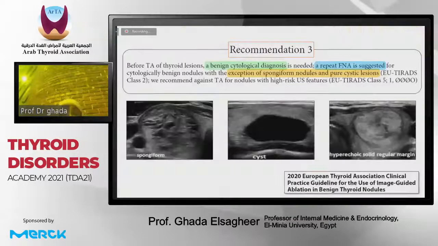Again, the recommendation before doing thermal ablation is that we must have a benign FNA from the nodule, with the exception of spongiform nodule and the pure cyst, Thyroid class 2, where we can get one benign FNA. They recommend against thyroid ablation for nodules with high-risk ultrasound features. They are not recommended for Thyroid 5.